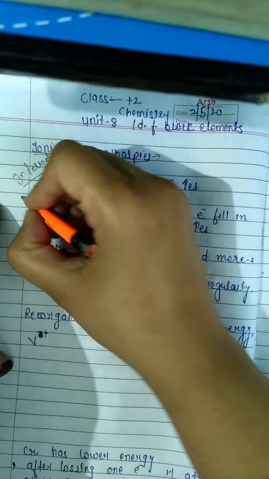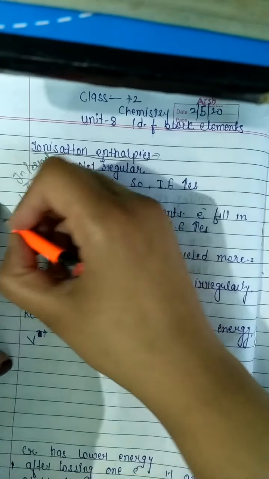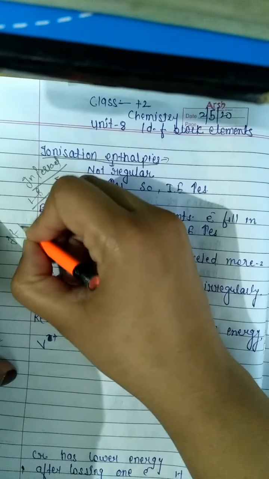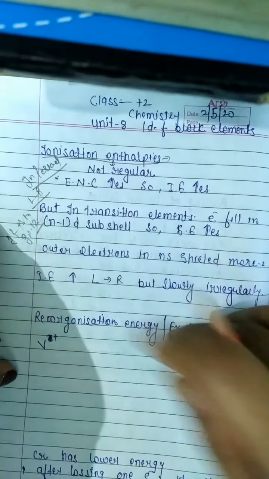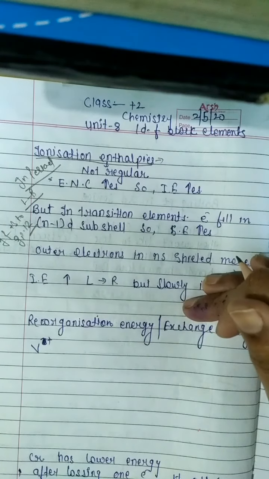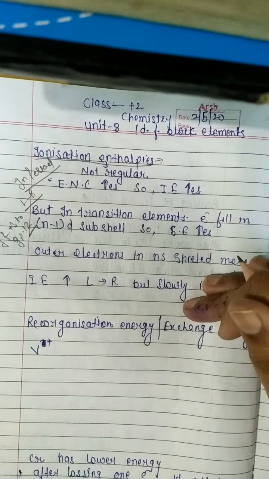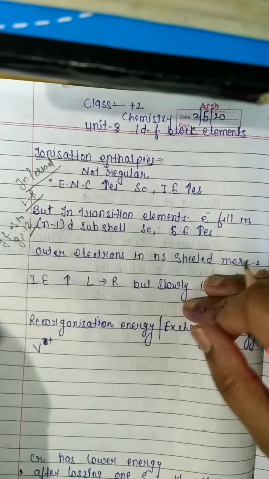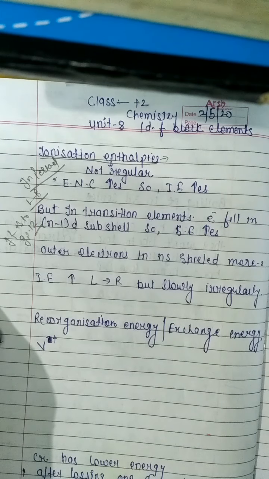In a period, we are moving from left to right. Clear? From group 3 to group 12. And the ionization enthalpy along a group is not regular. There is some variation. In some cases it increases, after that it decreases, after that it increases again. It does not regularly increase or decrease.